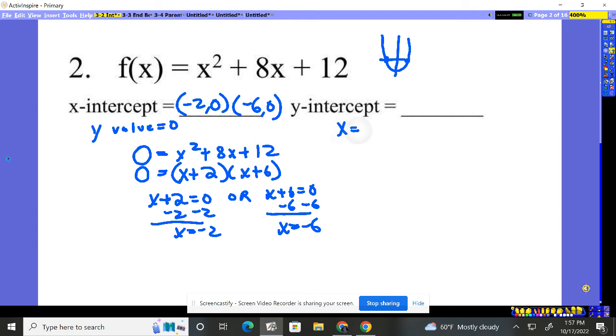Y-intercept, we know the x is equal to 0. So y equals, because f of x is simply y, is equal to 0 squared plus 8 times 0 plus 12. So y equals, what does that give me? Wow, everybody goes away other than the 12. So y is 12. X is 0. Y is 12. There's our y-intercept.